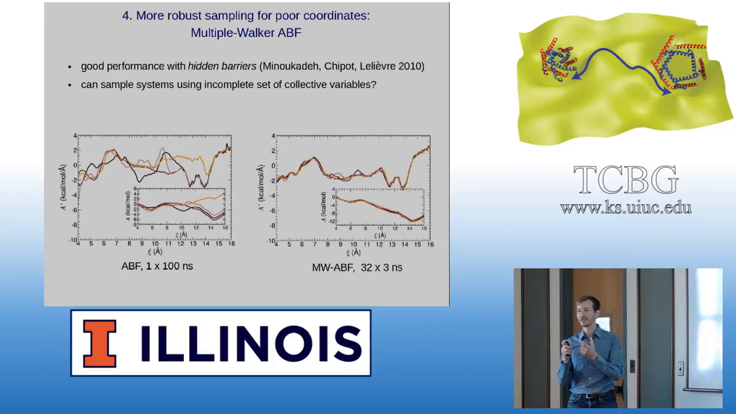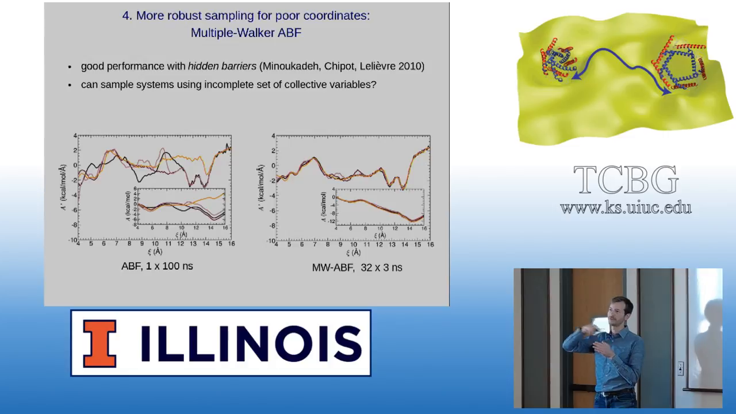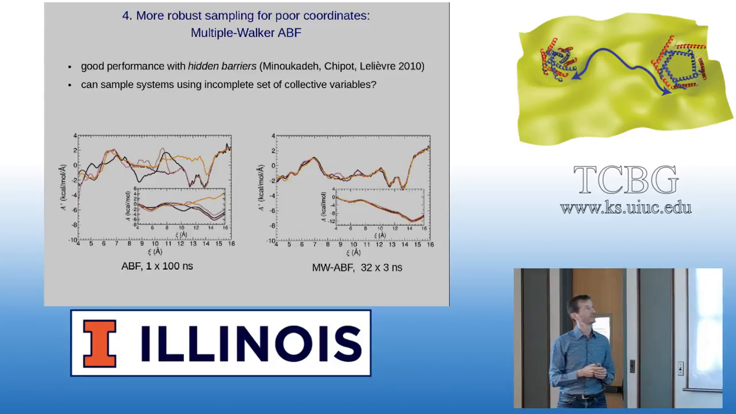It's pretty simple actually. The idea is, remember when we had these two channel system and one coordinate that doesn't see the hidden barrier. So one solution, instead of having more coordinates, is to have still one coordinate, but you have multiple simulations going on at the same time. So hopefully some of the simulations will walk in the different valleys. So you end up seeing several valleys. You have more chances of seeing several valleys if you have several walkers. So that's the idea. You're running several ABF simulations in parallel, and they each proceed independently.